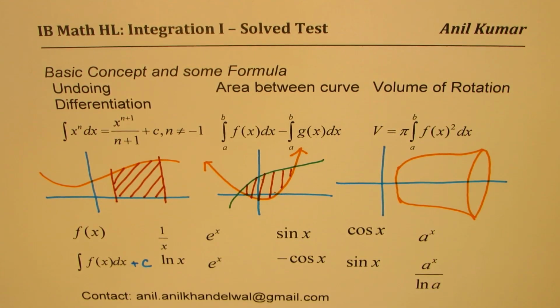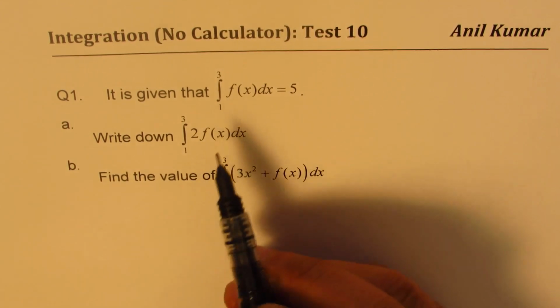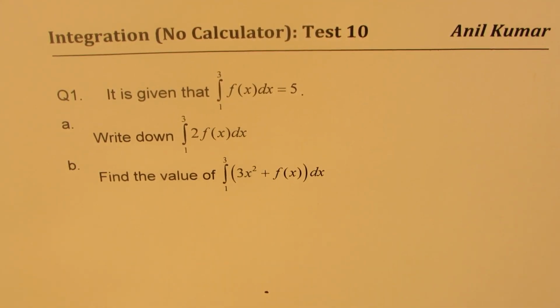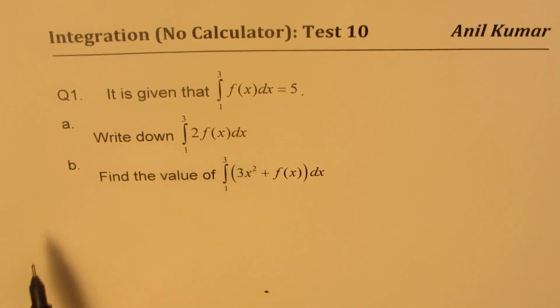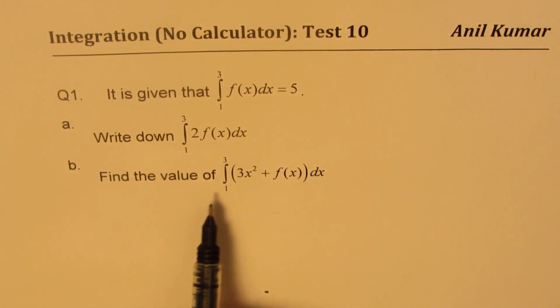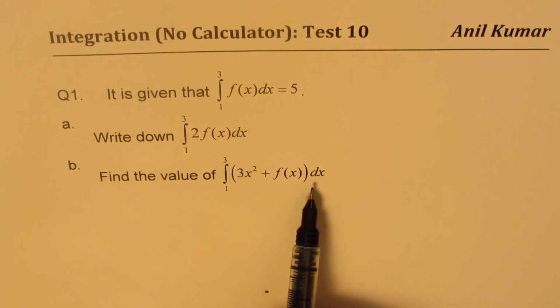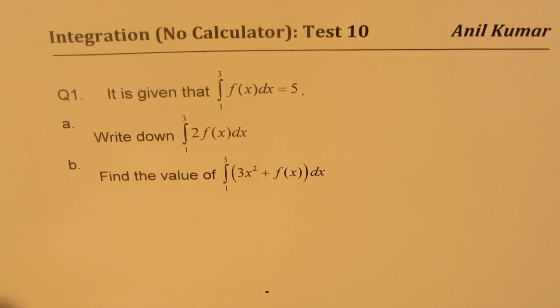Now let's look into these questions one by one. Question number 1: it is given that the definite integral from 1 to 3 of f of x dx is equal to 5. Write down the value of the definite integral from 1 to 3 of 2 times f of x dx. Part B is, find the value of the definite integral of 3x squared plus f of x dx, when the lower bound is 1 and the upper is 3. You can always pause the video, answer these questions, and then look into my suggestions.